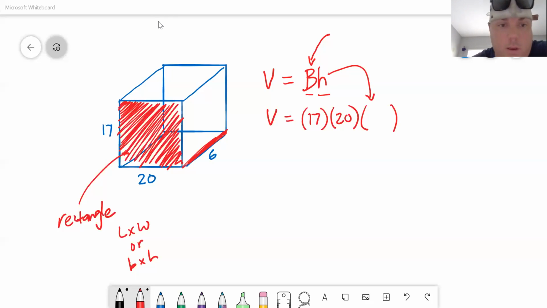So, okay, back to this. You can see that the area of the base is 17 times 20, right? So we're gonna multiply that by the height, which is 6. It's just how much it's extended by.